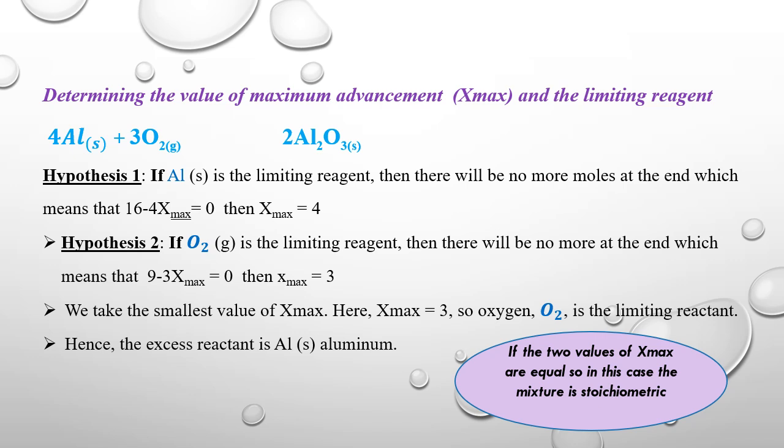A very important note, if the two values of x max of Al and that of O2 are equal, in this case, we say the initial mixture is stoichiometric.